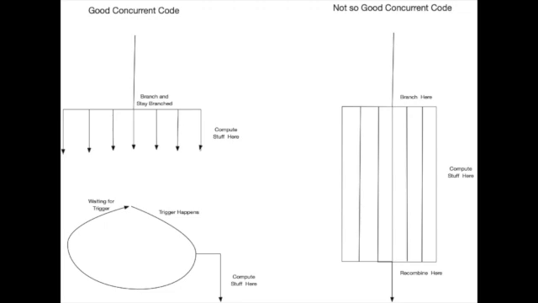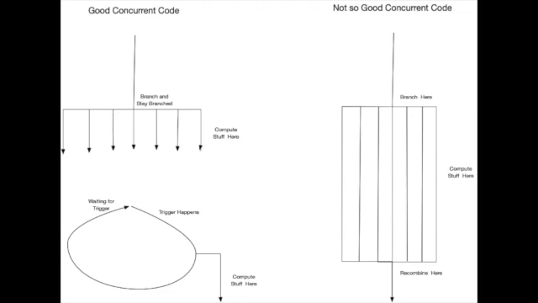You'll notice that at the top, on the left, it says good concurrent code, and on the right, it says not so good concurrent code. Most people, when they're new to this, tend to try to write and design and engineer all of their stuff so it works like the diagram on the right. When you get really good at engineering this stuff, you will write a lot more stuff that looks like the two options on the left.